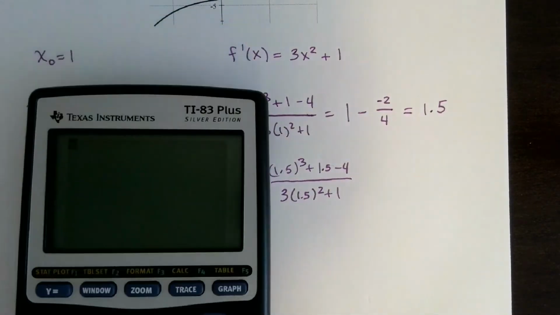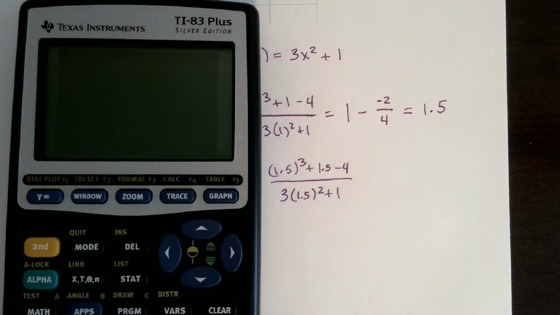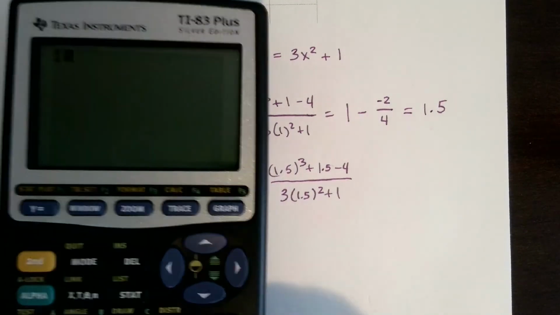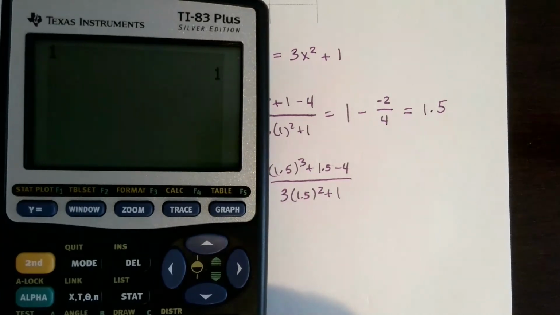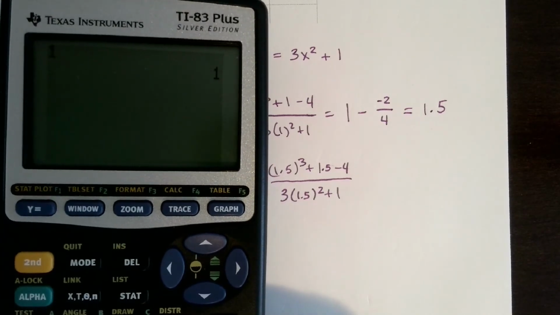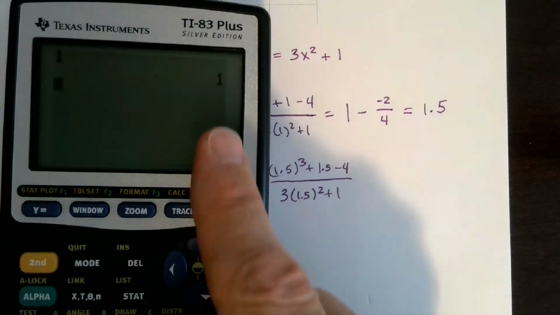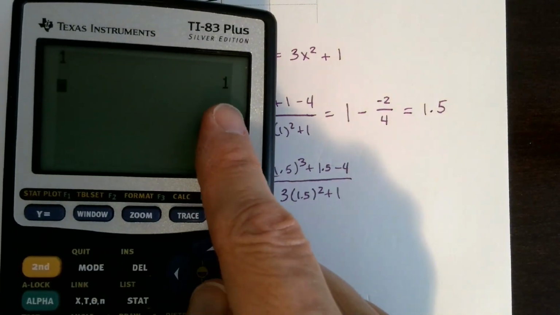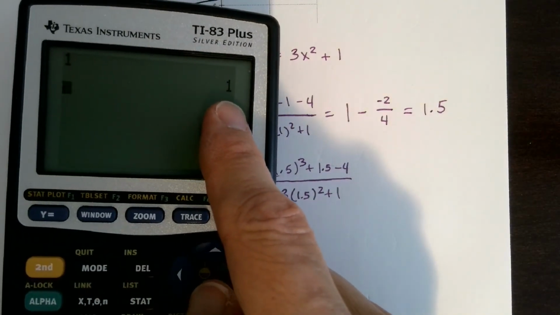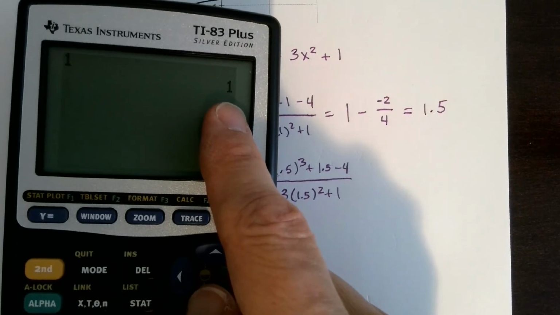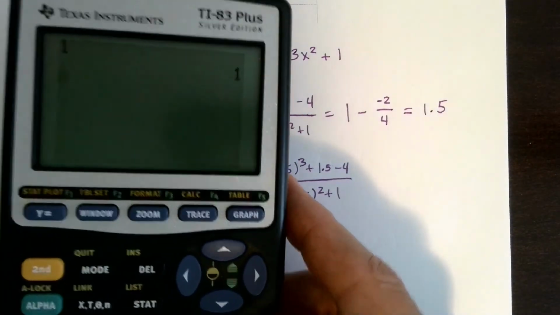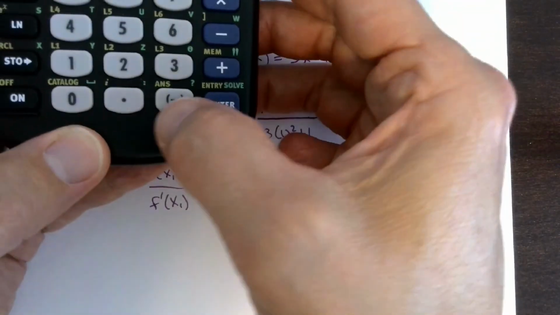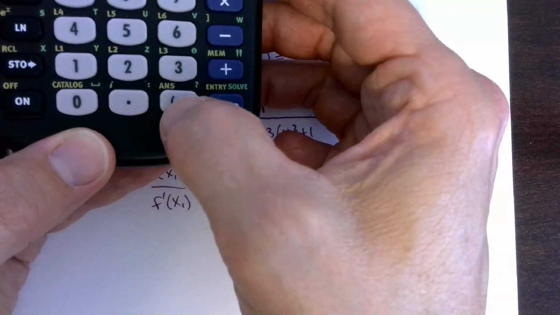I'm going to start with my initial guess, which is 1. I'm going to type in 1, and then I'm going to hit enter. And my answer is 1. Hey, how about that? Plug in 1, output 1. That's great. Well, what this does, though, is store your result. When you hit enter in the TI-83 and 84, you're going to store that into the answer. The answer comes up right here above the little minus sign.